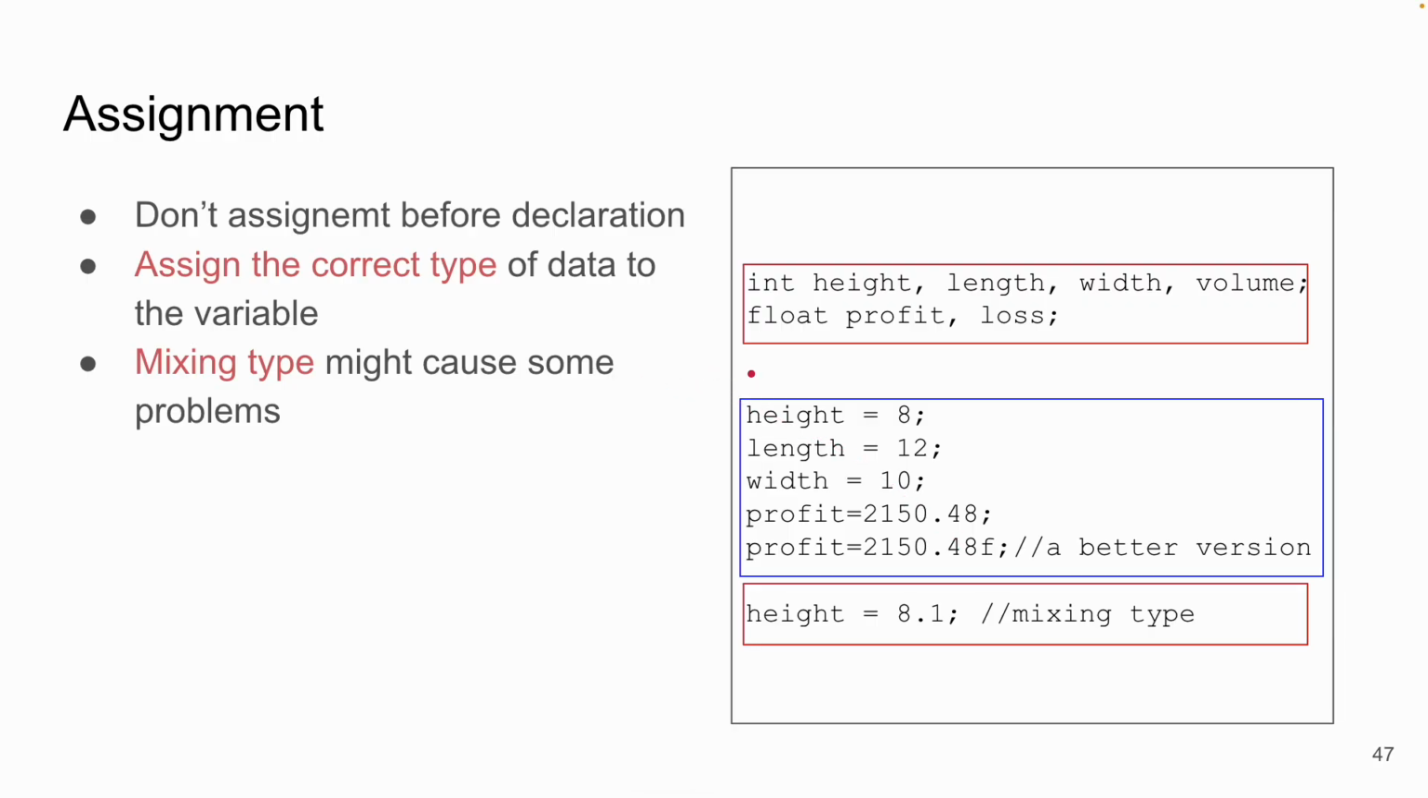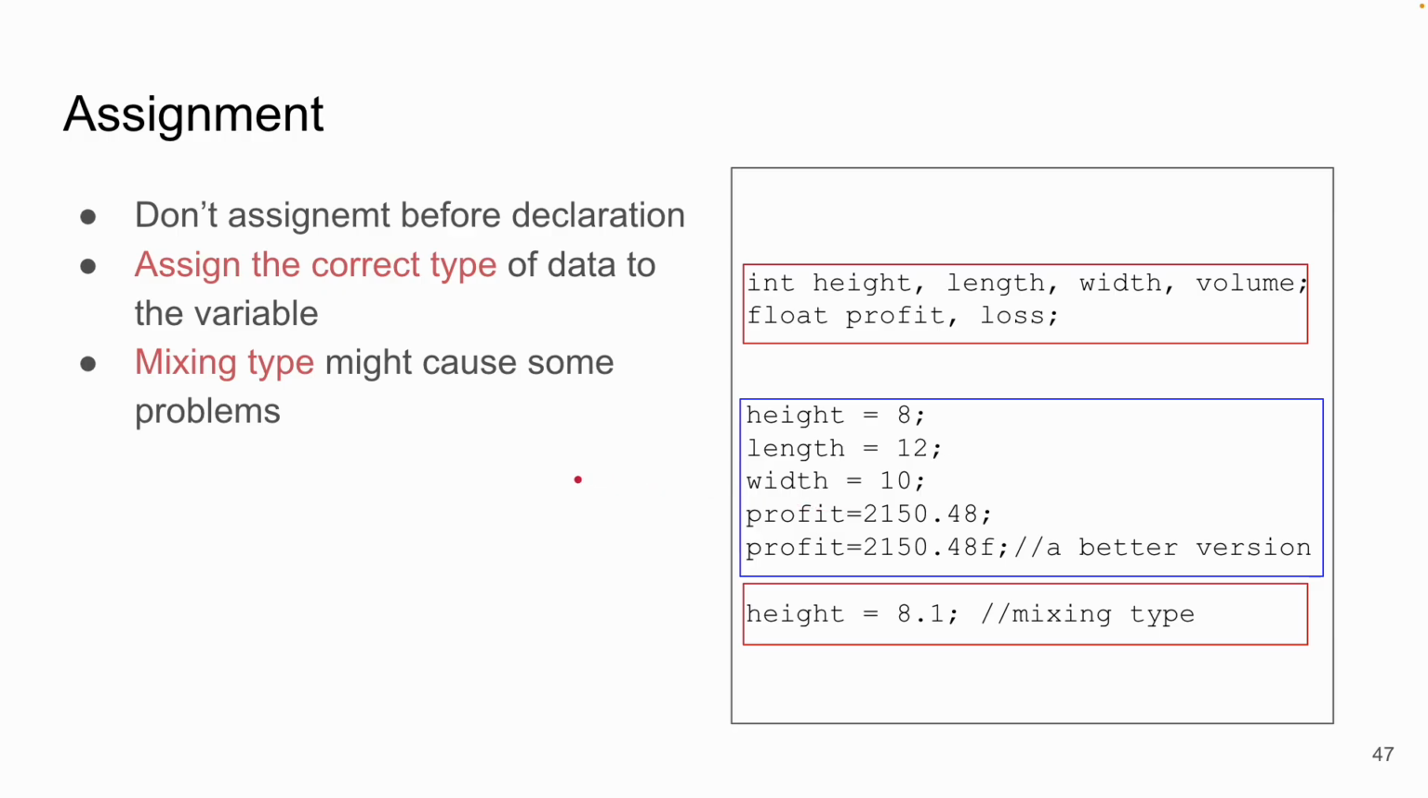One important thing is that first, please don't assign a value to a variable that you haven't declared. So always declare first and then do the assignment. The second thing is that please make sure that you assign the correct type of data to the variable. What does this mean? It means that if the type of the variable is int, please assign an int value to the int variable. And if the type of the variable is float, then please store the floating point number into a float type variable or a double type variable.